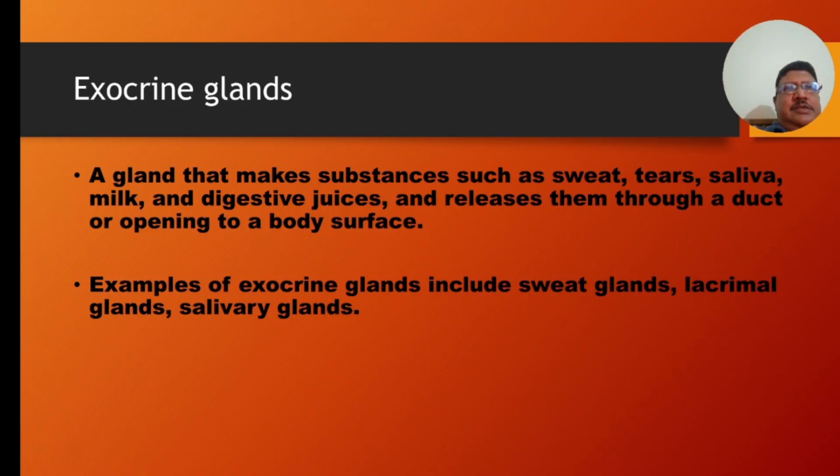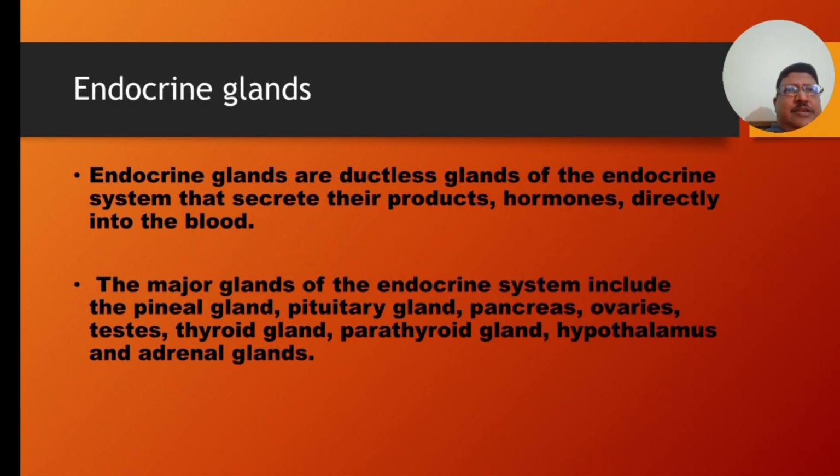What is an exocrine gland? A gland that makes substances such as sweat, tears, saliva, milk, and digestive juice and releases them through a duct or opening to a body surface. Examples of exocrine glands include sweat glands, lacrimal glands, and salivary glands. What are endocrine glands? Endocrine glands are glands of the endocrine system that secrete their products, hormones, directly into the blood. Examples are the pancreas, pituitary gland, thyroid, etc.